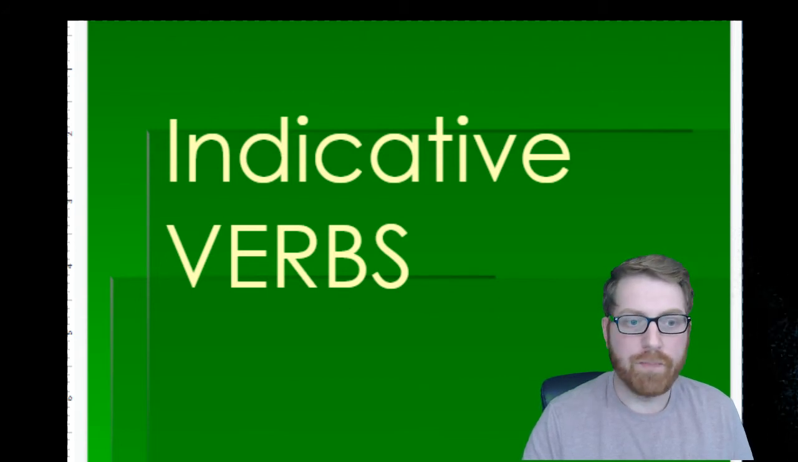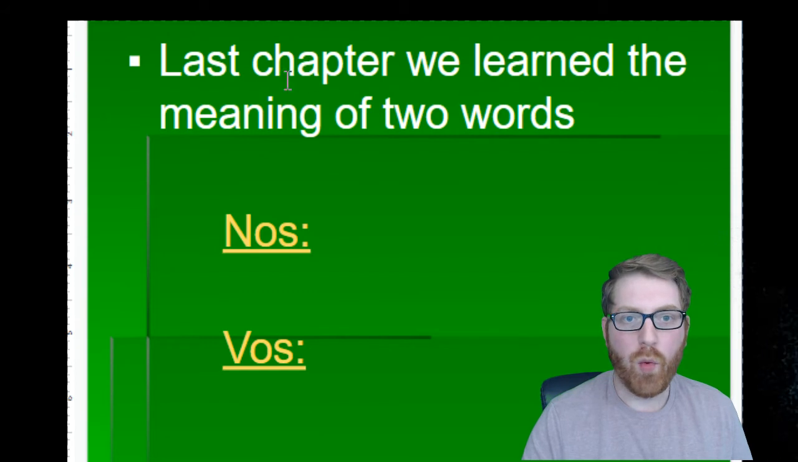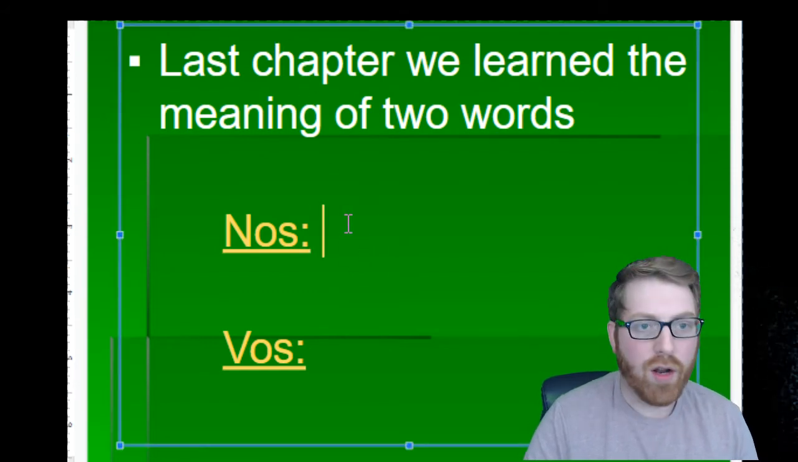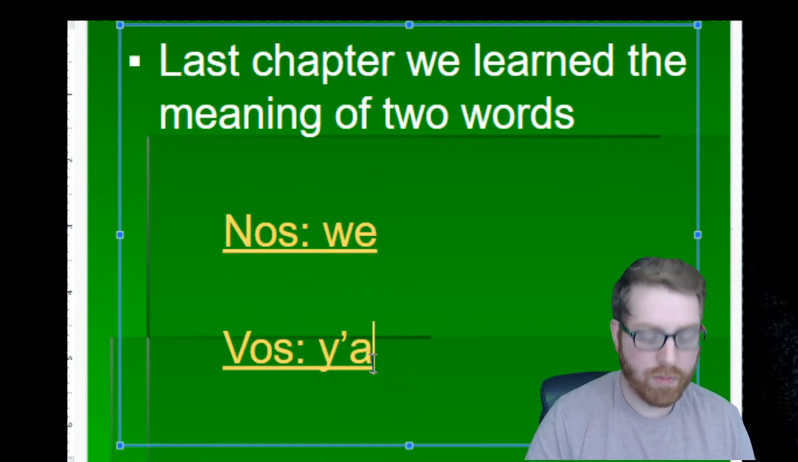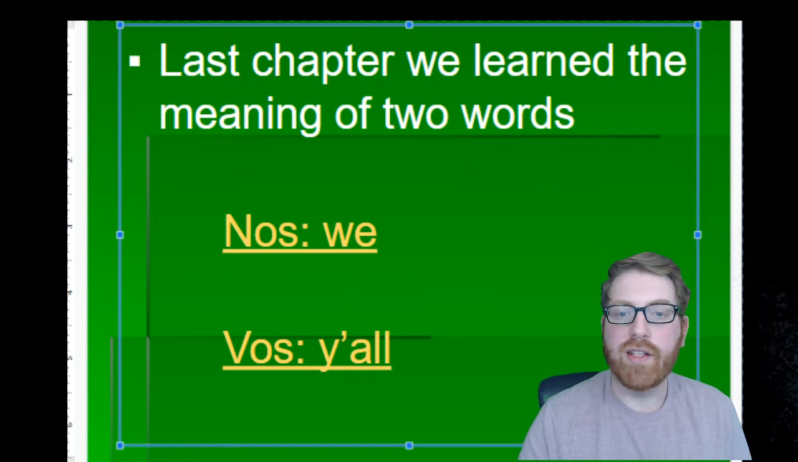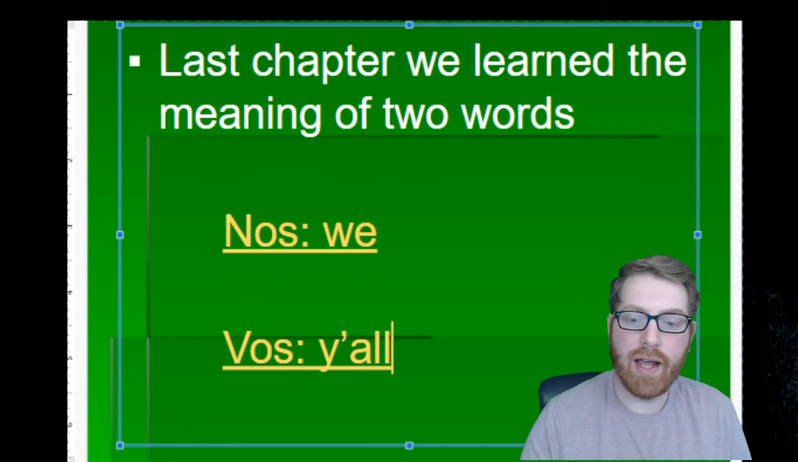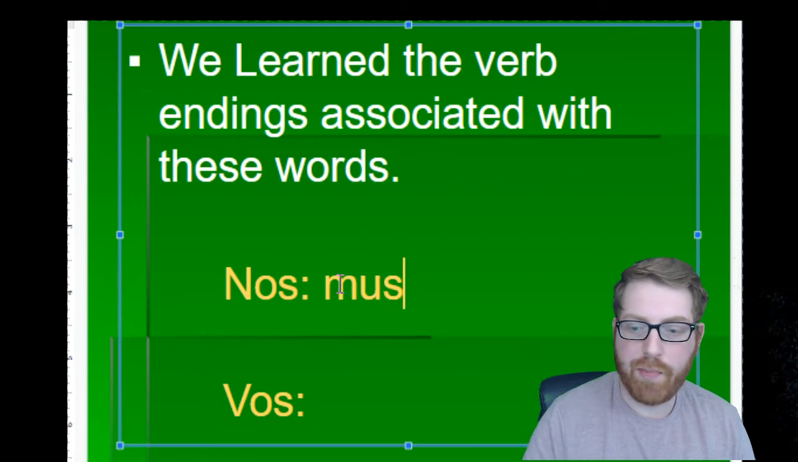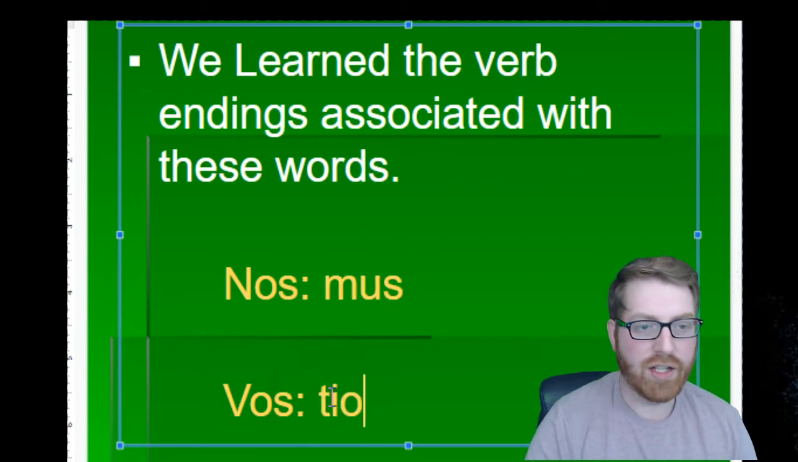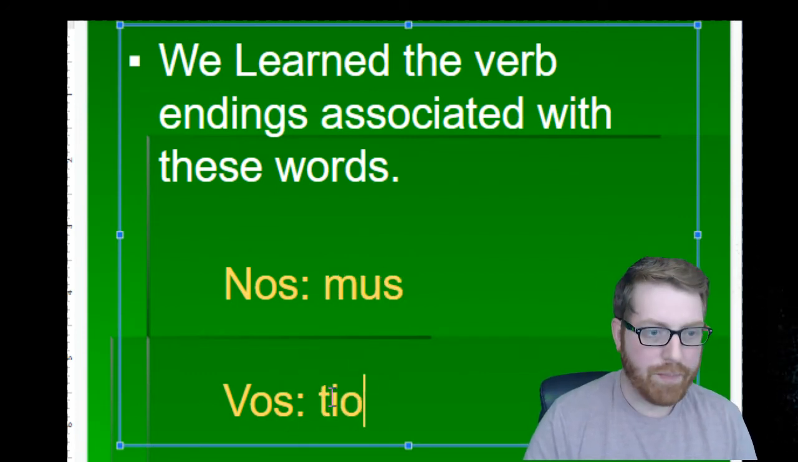All right. So last chapter, we learned that nos and wos are two words meant we and y'all. We focused a lot of time being able to connect the nos with the mus ending, all right, and connecting the wos with the tis ending. That's basically what we spent all of last chapter doing, all right.